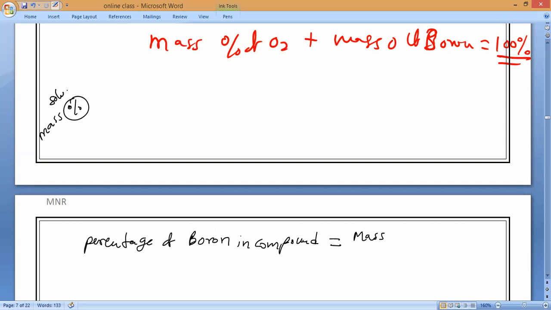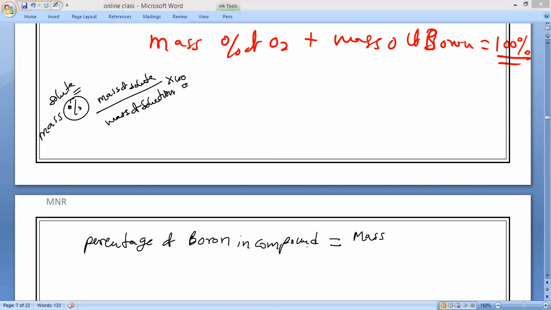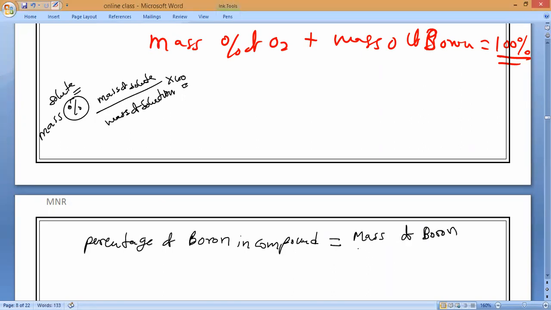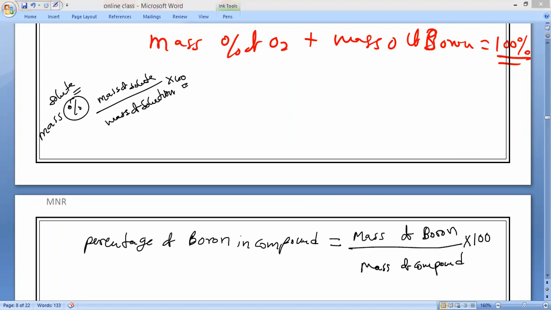How did you find it, guys? Mass percentage of solute equals mass of solute divided by mass of what, Hari? Mass of solution into 100. Same way here, same formula. Percentage of boron is equal to, very good, Harish, mass of boron divided by mass of compound, into 100 percent. That's all it is. So please all of you find it and tell me how much percentage.